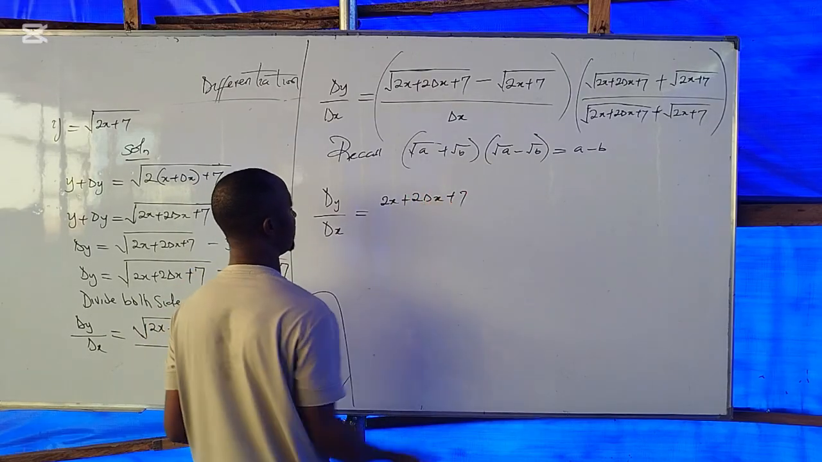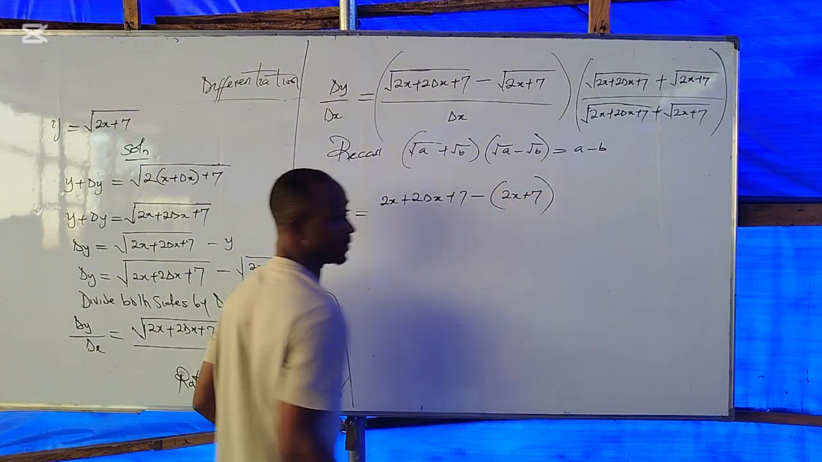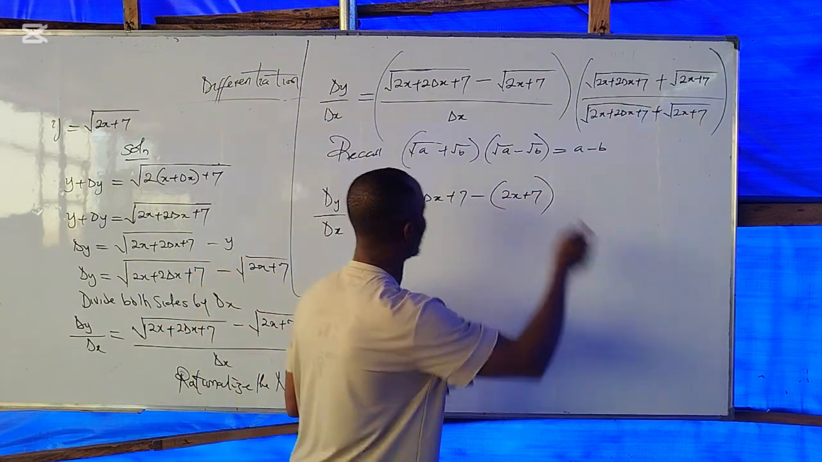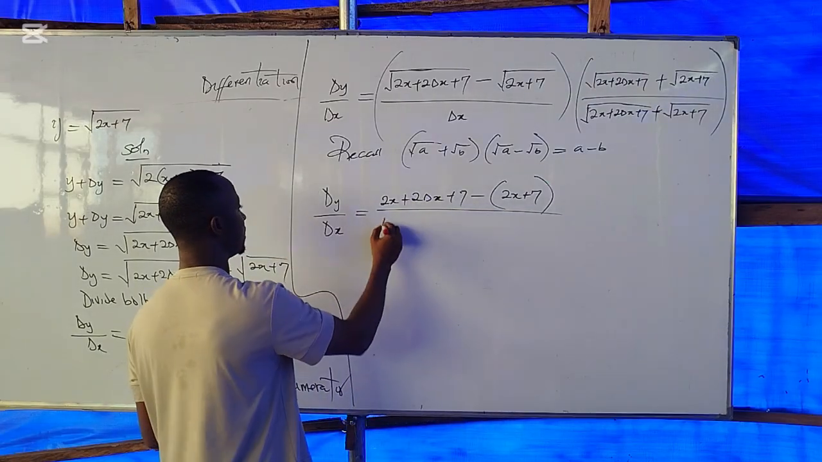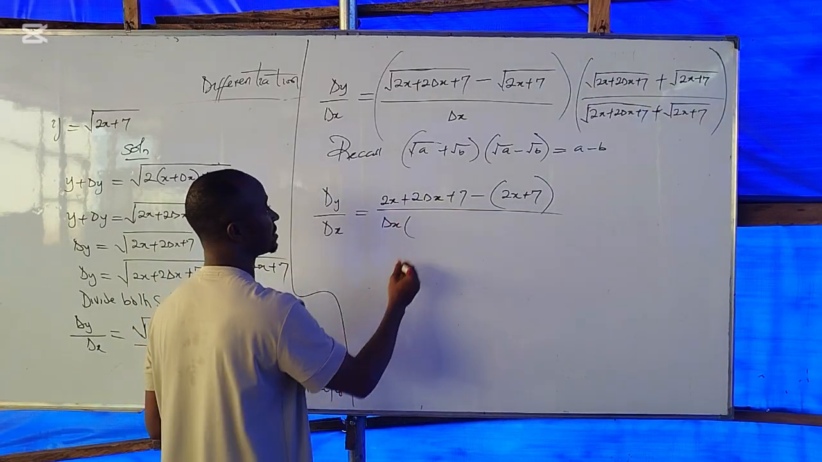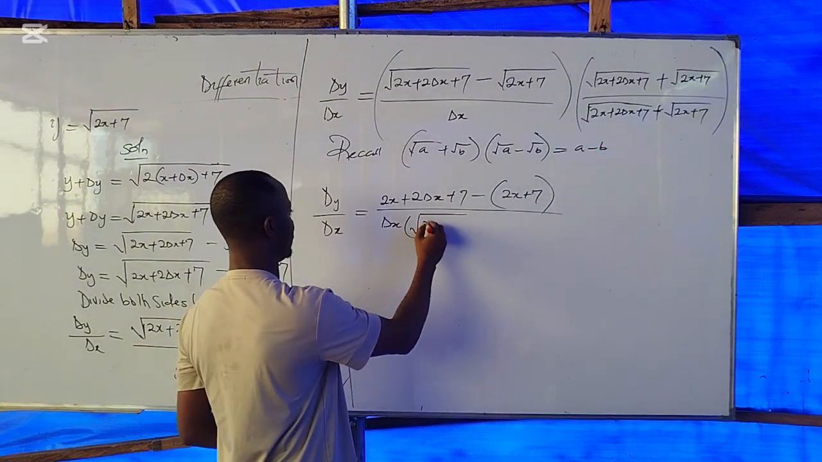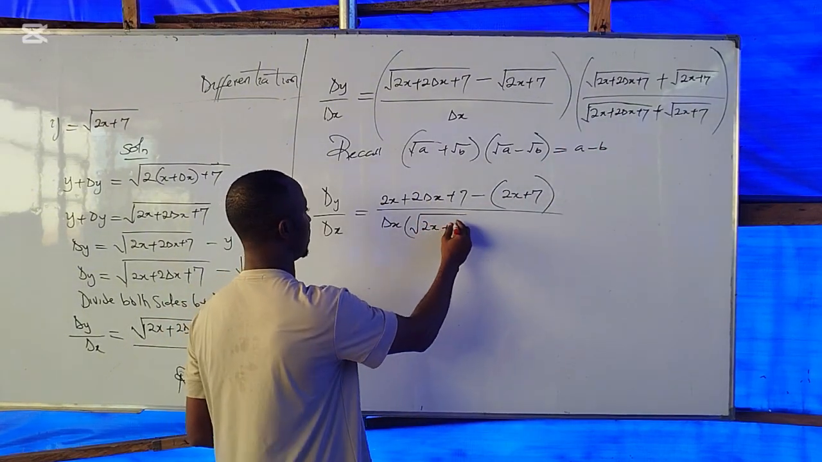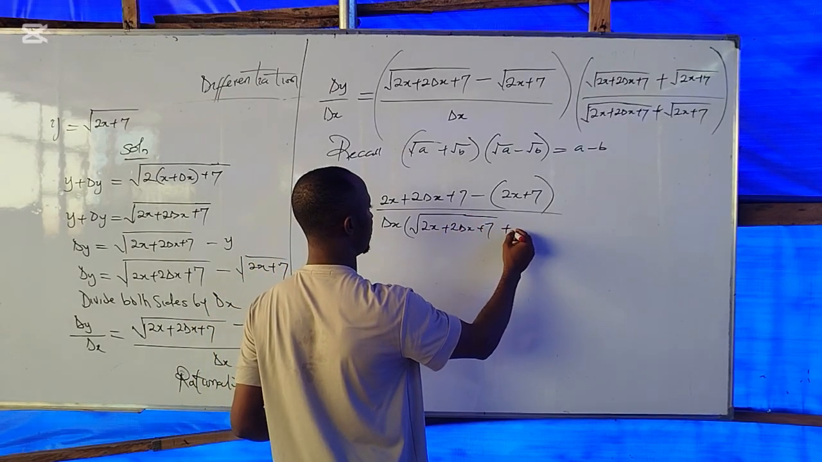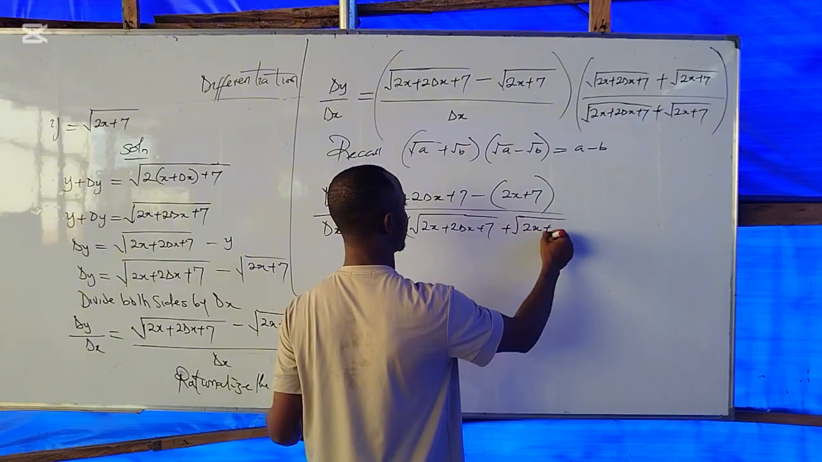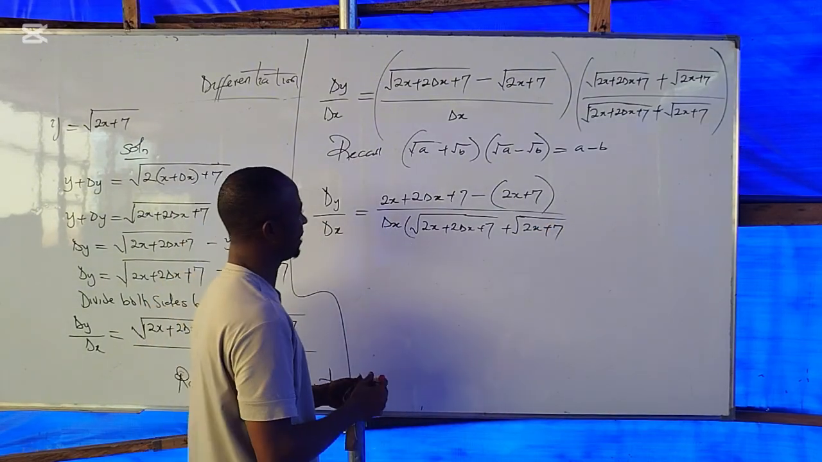Plus what? 7 minus, in brackets, 2x plus 7. Are you aware? So I'm subtracting the whole of this, right? All divided by what? Delta x times what we have in this other bracket here. We have 2x plus 2 delta x plus 7 plus what? 2x plus what? 7. Okay, do you know something will happen here?